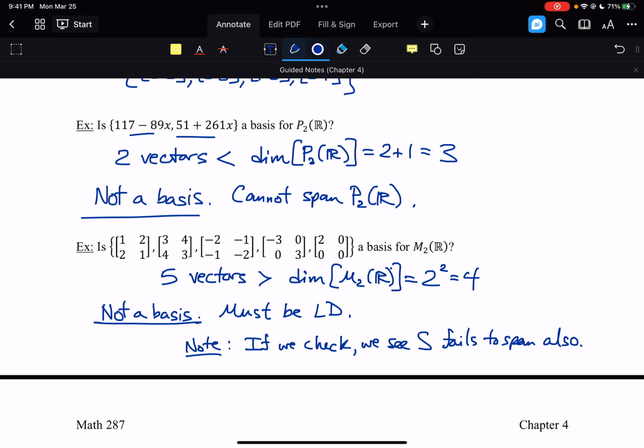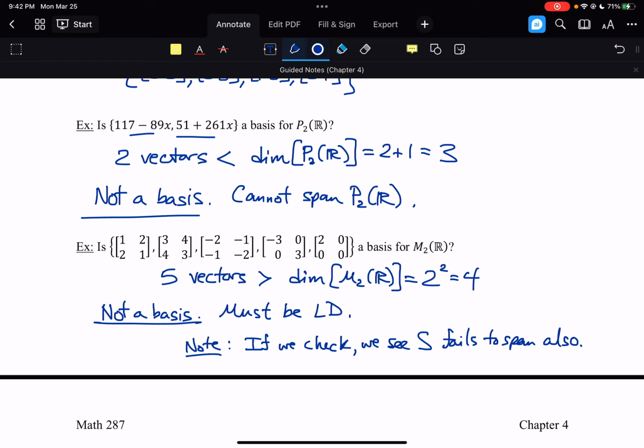This just eliminates LI as a possibility. Same thing back up here with this example. We had too few vectors. That guarantees it cannot span P2. These two could still be LD. They could still be dependent on each other. That is not indicated in this dimensional test here. Okay, so we don't want to use this as the final conclusive matter on LI and span.